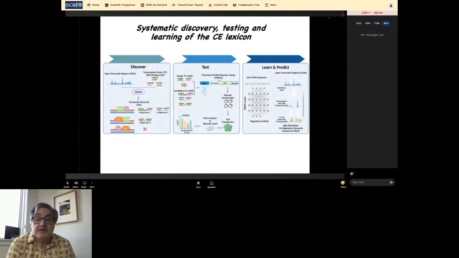The second part of this approach is an experimental arm where we have designed a custom MPRA library that brings in all of the predicted candidate composite element sequences from the first step and tests them for their activity as activating sequences. And then the third is using a deep learning model to learn the relationship between these DNA sequences that carry the composite elements and their transcriptional activities, such that we can, at base pair resolution, predict the activity of any DNA sequence in a context-specific manner on the basis of composite elements that it might carry.